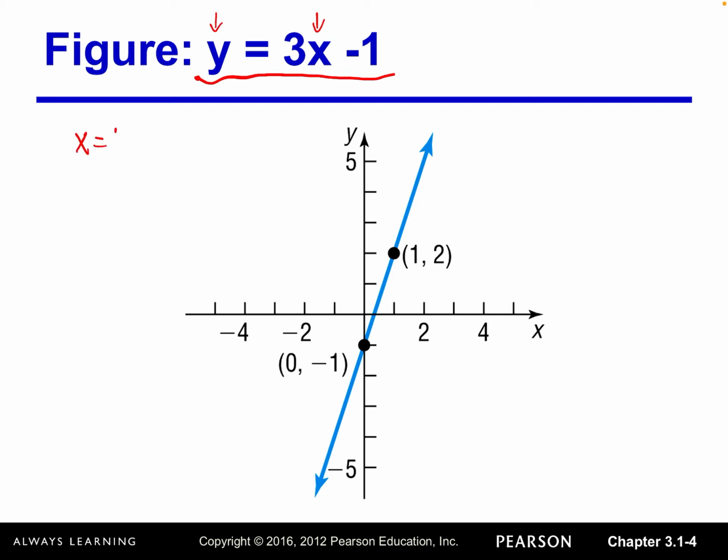Like if x equals 1, y equals 2, right? If x equals 2, and then y equals 5. So this linear function describes the correspondence between these two sets of data, right? And then we can find the value of x, and then we can find the corresponding y's. So the linear equation describes the correspondence between two sets of data.